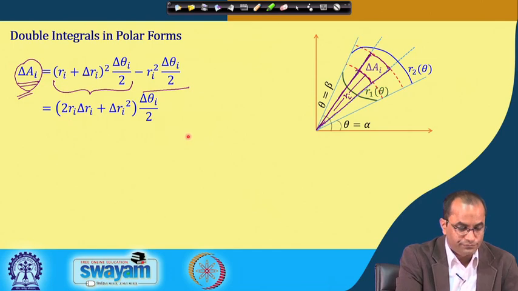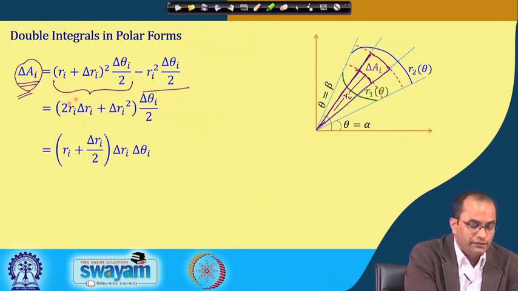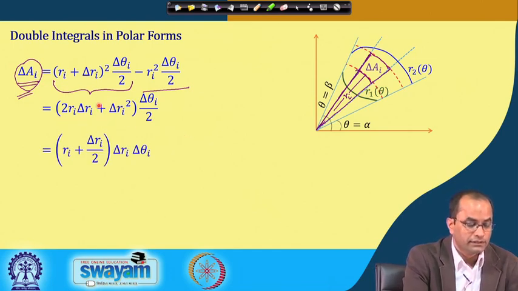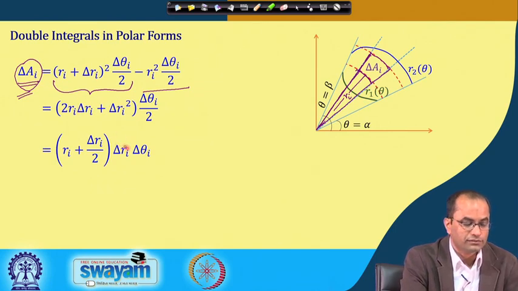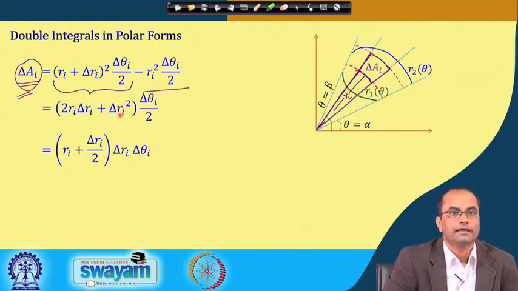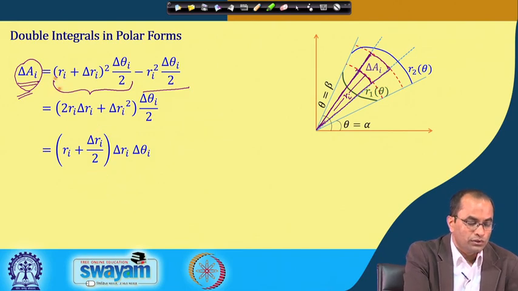So, now this we can again rewrite by taking this common delta r_i term. So, also we can consider this 2 here, so we can divide by this 2. So, we will get r_i from the first term while taking this delta r_i outside and dividing by 2, and from here we will get delta r_i by 2. So, this delta A_i, the area of this region, is given by this expression here, which is (r_i + delta r_i by 2).